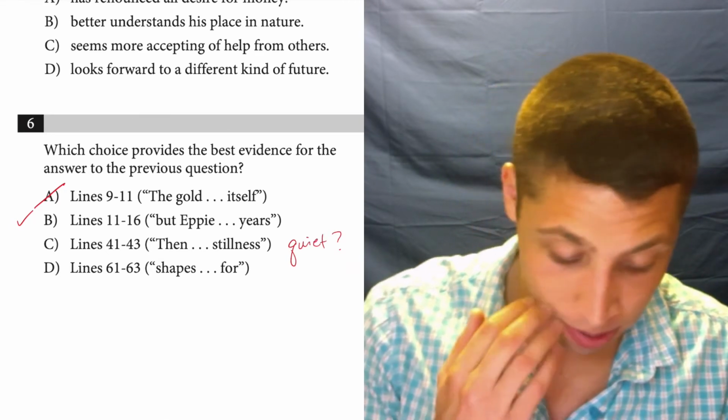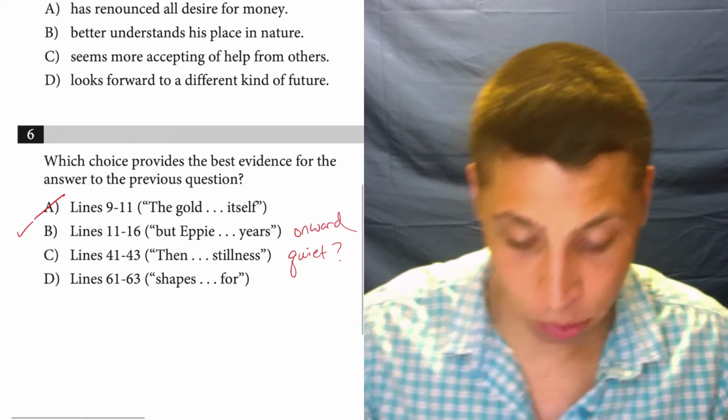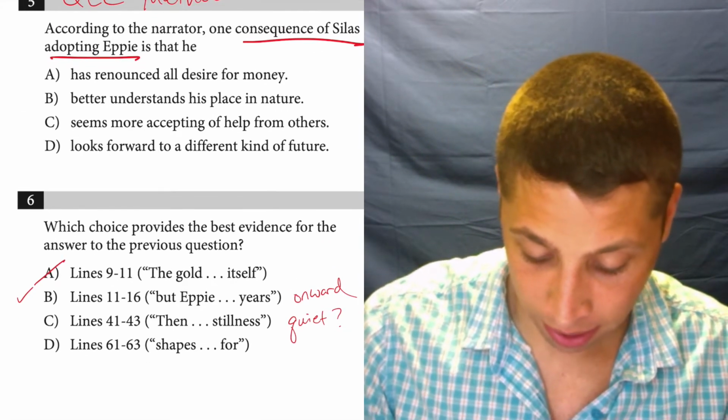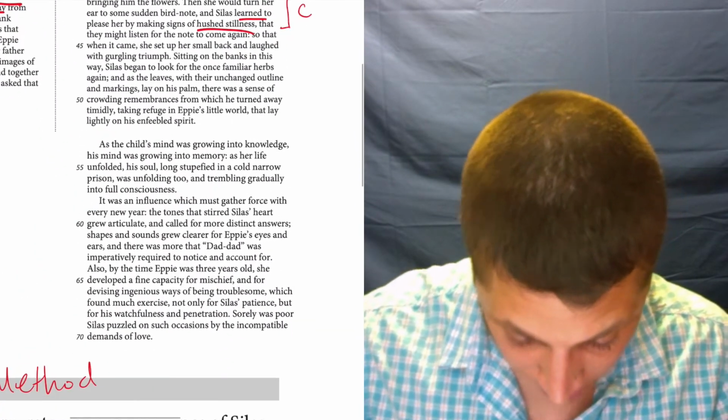For this one, we could write onwards. We can keep track, right? That was the main idea there. 61 to 63. Down here.